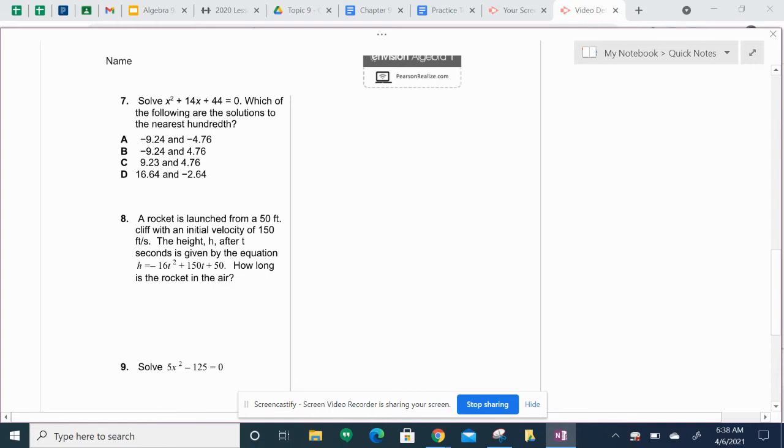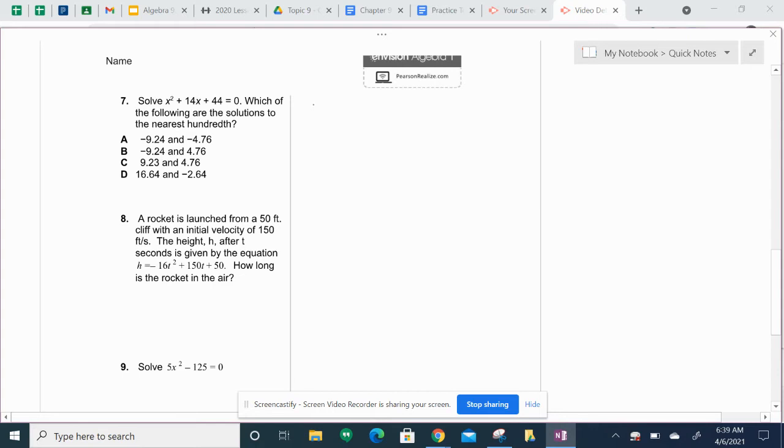Moving on to number 7, it says solve x squared plus 14x plus 44 is equal to 0. Now this would be one that, if I didn't have answer choices, I would probably try factoring to see if I could find a pair that multiplies to get 44 and adds to get 14. But based on my answer choices, since they're all decimal approximations, that gives me a hint that this one is not factorable. And so I'm going to go ahead and just go straight to the quadratic formula.